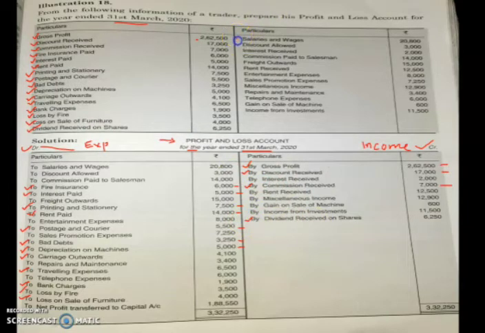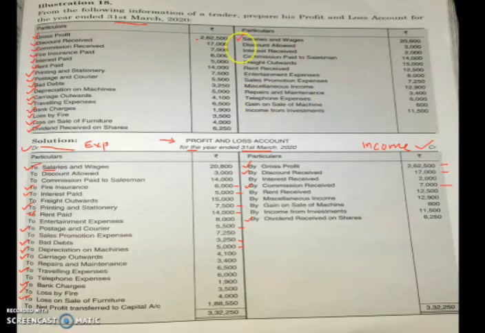Next is salaries and wages. Salary and wages, it's not received. You have paid that salary and wages to your staff. So that will be recorded on the debit side. As salary is coming first, it should be recorded on the debit side of profit and loss account. If wages are given, students, you have to record it in the trading account. Okay, wages is to be given to the laborers. It is a factory expense, so it will go to trading account.